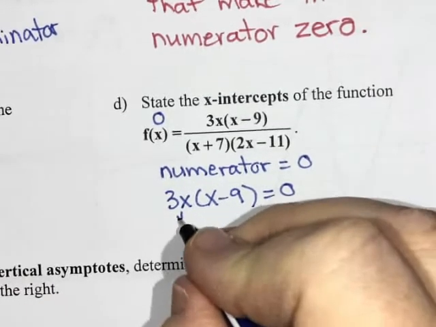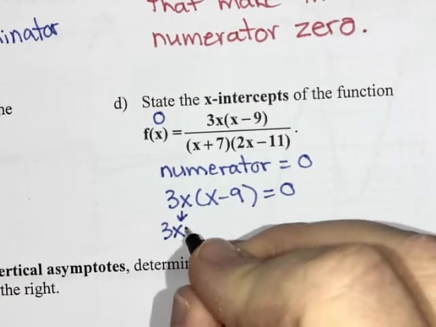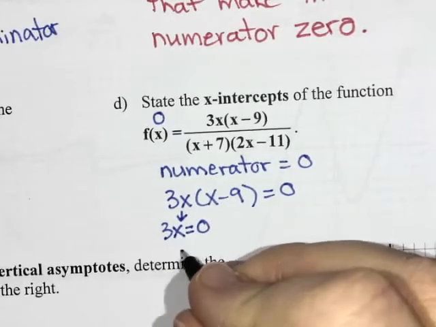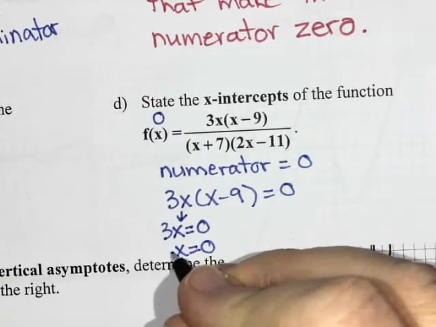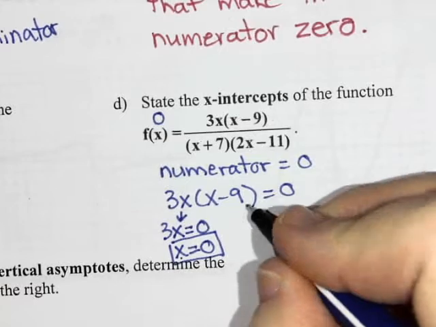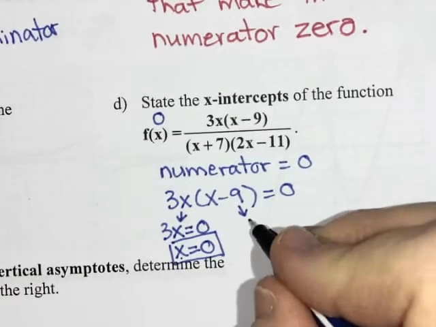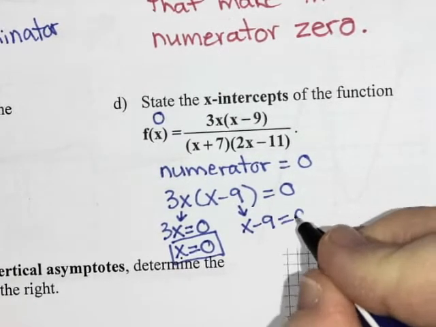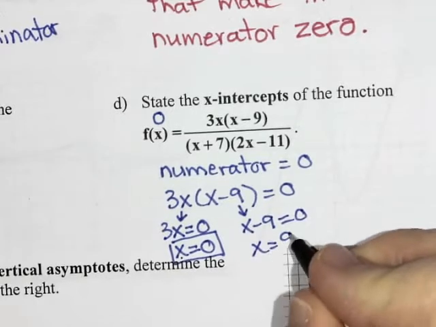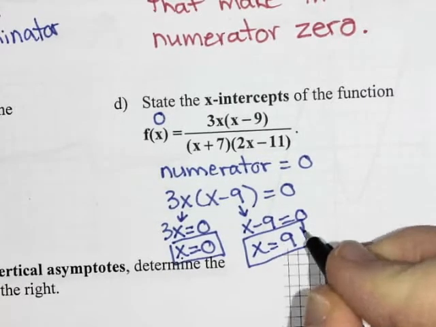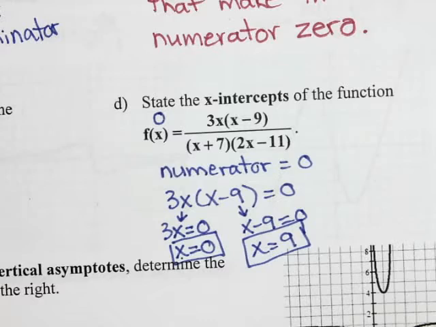Well, I would have 3x equals 0, which means 0 divided by 3 is just 0, so x equals 0. And then what makes x minus 9 0? I would add 9 to both sides to get positive 9. So this would have x-intercepts at 9 and 0.